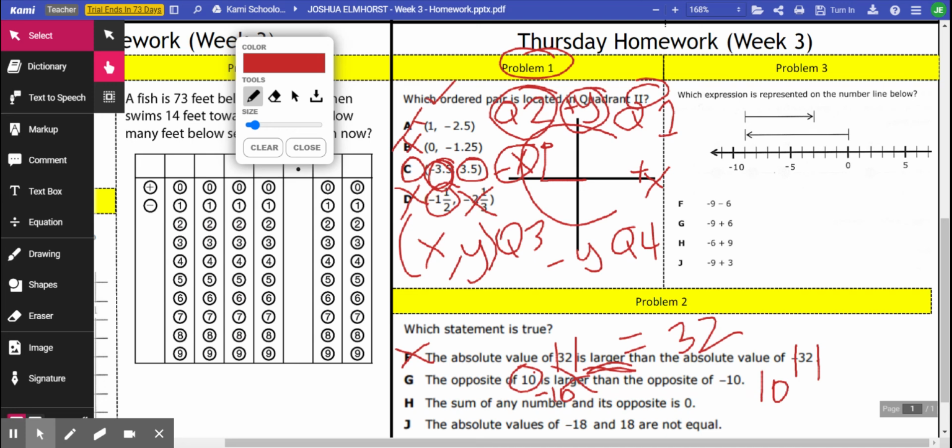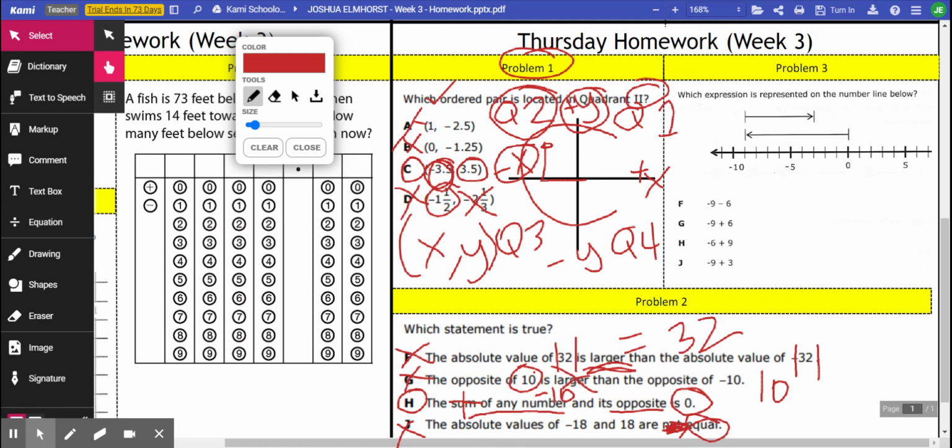Negative 10 is not larger than positive 10. The sum of any number, which means adding them up, a number and its opposite would always be 0. That would be an absolutely true statement. So any number, 10 and negative 10, if you add them together, it's 0. 20 and negative 20, you add them together, it'd be 0. So that would be our correct answer. The absolute values of negative 18 and 18 are not equal. No, they are equal. They would be equal. So that's a backward statement.